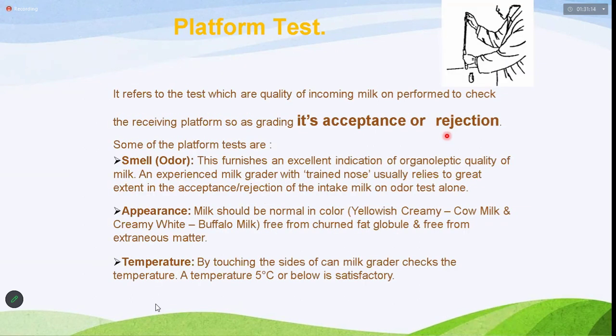There are some tests we are doing at the receiving point. We do a test to see whether this milk is good. Okay, we call it the platform test. We check smell, appearance, temperature, like things.